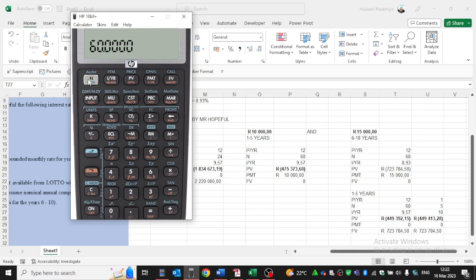60 is our N. No withdrawals. We know that he needs 723,784.58 cents at the end of the 5th year. So what will be the present value? If we check this present value, you will see that we come back to exactly 413 cents. So 413 rands, which is the same.